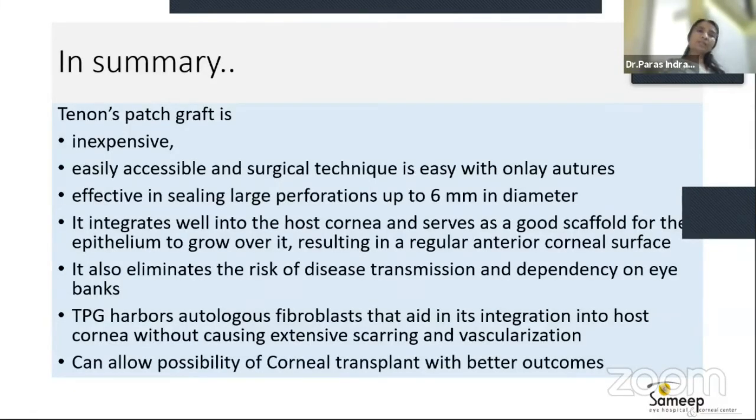So to summarize, tenons patch graft is inexpensive, it is easily accessible, and the surgical technique is easy with onlay sutures. Effective in sealing large perforations of 6 millimeter in diameter. It integrates well into the host cornea and serves as a good scaffold for the epithelium to grow over it, resulting in a regular anterior corneal surface. It also eliminates the risk of disease transmission and dependency on eye banks. It harbors autologous fibroblasts that aid in its integration into the host cornea without causing extensive scarring and vascularization. And it can allow the possibility of corneal transplant with better outcomes.